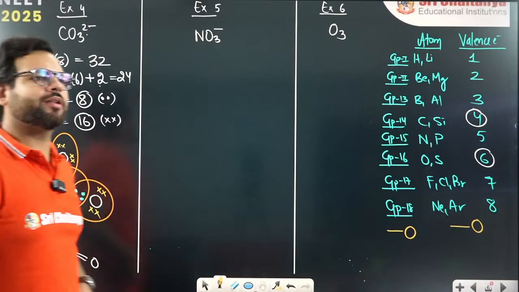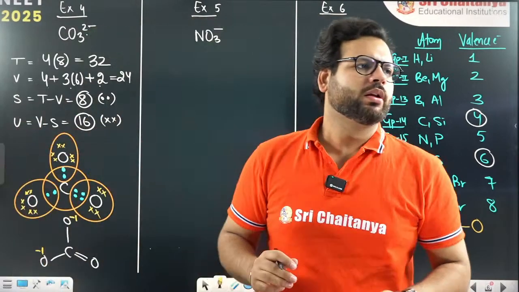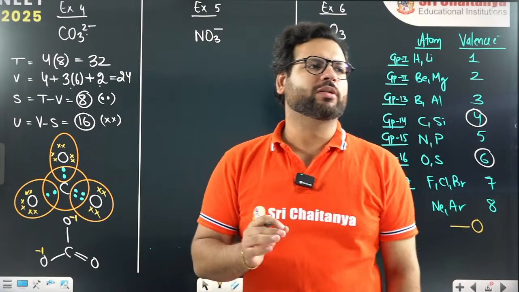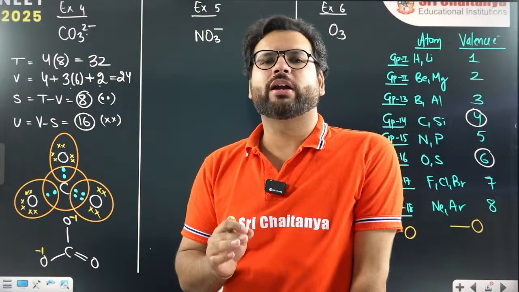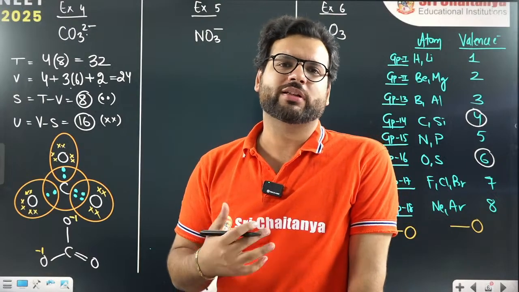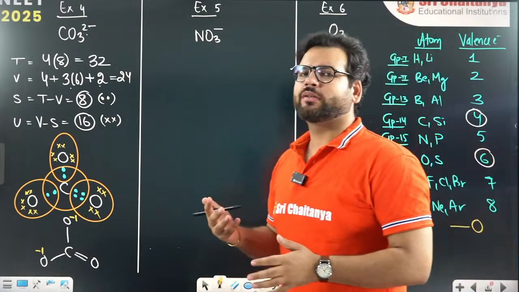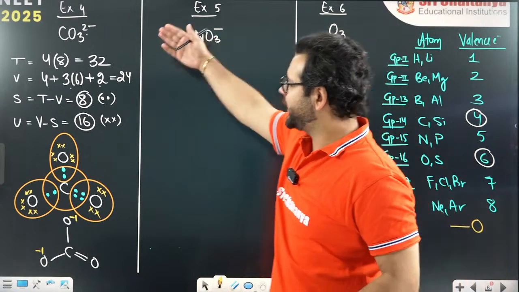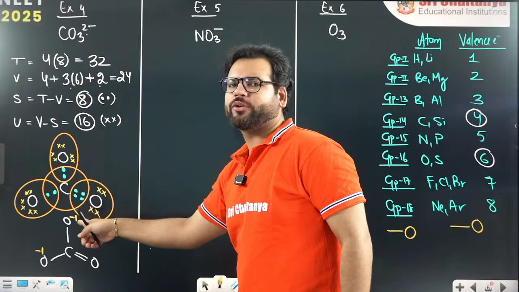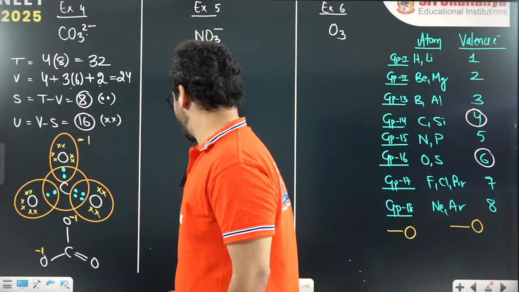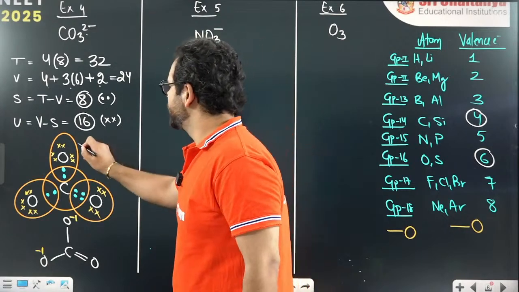So whenever oxygen is a singly bonded atom in any molecule, whenever oxygen gets one single bond, then oxygen will always get a charge. Oxygen will say give me -1. If you have a negative charge, you give it. So I have given -1 to this oxygen, and -1 to this oxygen.